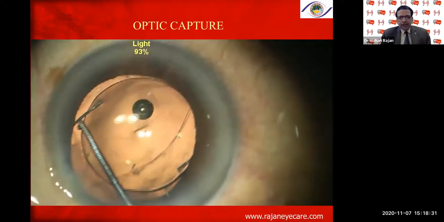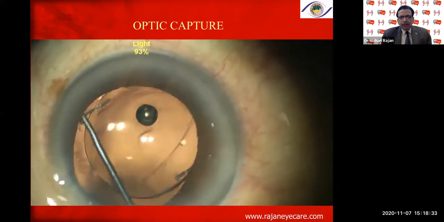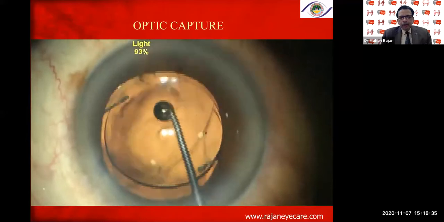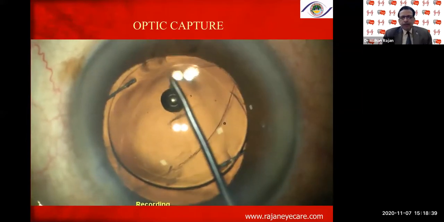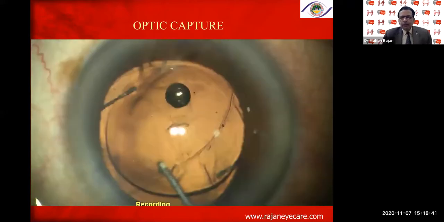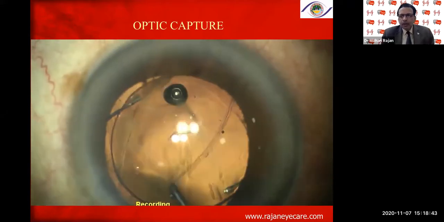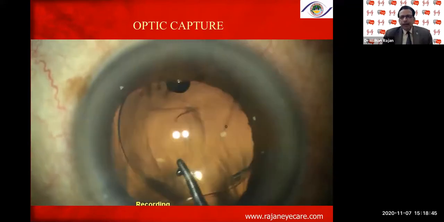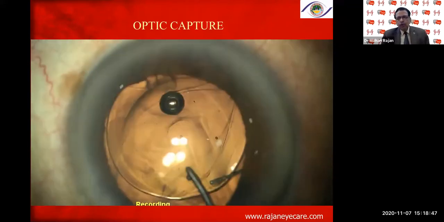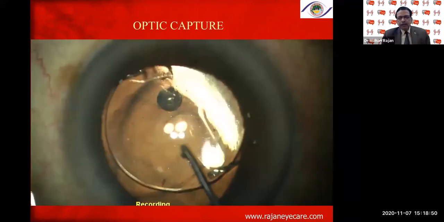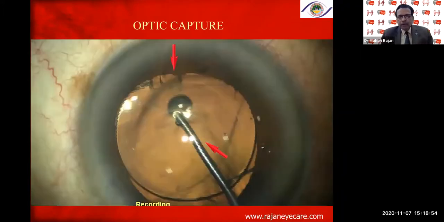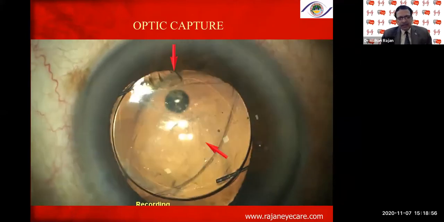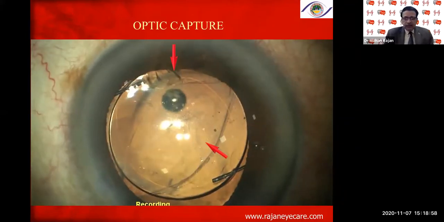You can see the lens, the haptics are in the sulcus, but the optic is captured into the capsulorhexis margin. If you look at this, you can see this is the optic capture. This optic capture makes sure the lens is back in the bag, prevents UGH syndrome, and also maintains long-term centration. The endpoint is the ovalization of the anterior capsule, which is again very important for you to understand. And this makes the lens very, very stable.